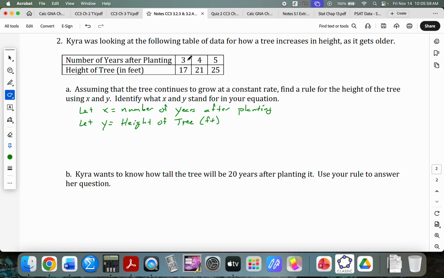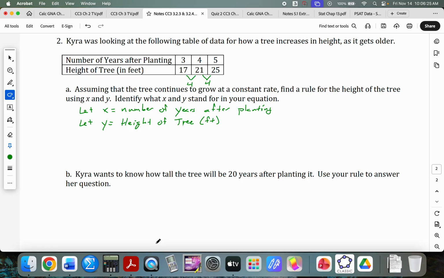So notice these are in 1 year increments, right? How much did the tree grow between year 3 and year 4? 4 feet. And from year 4 to year 5? 4 feet. So the rate of growth is 4 feet every year.